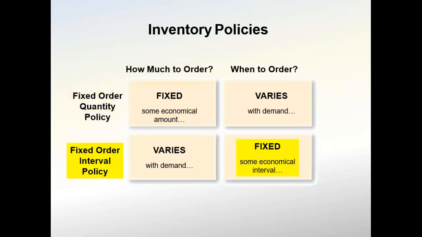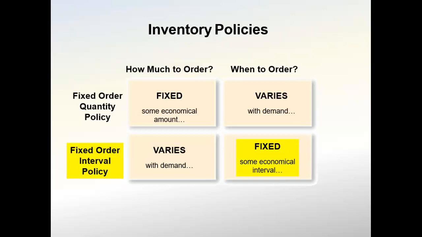A fixed order interval policy states when new inventory should be ordered, allowing the amount to fluctuate according to how much is used, also known as a periodic review system. This policy specifies the frequency of ordering, such as a new order on the first and third Tuesday of every month. This policy requires a review of the amount of inventory actually present on that date, so that an order might be placed for an amount that brings inventory back up to some target level.